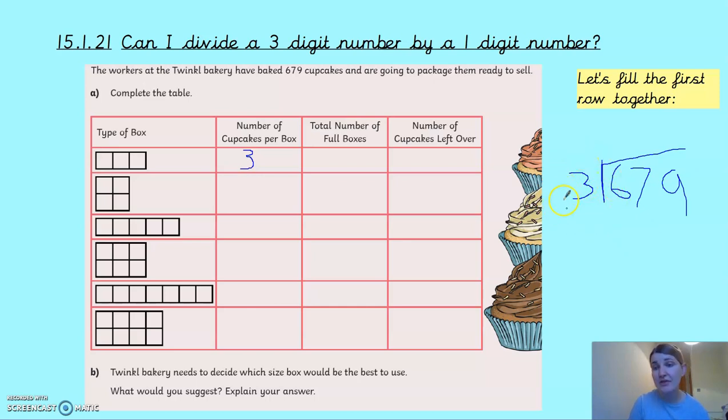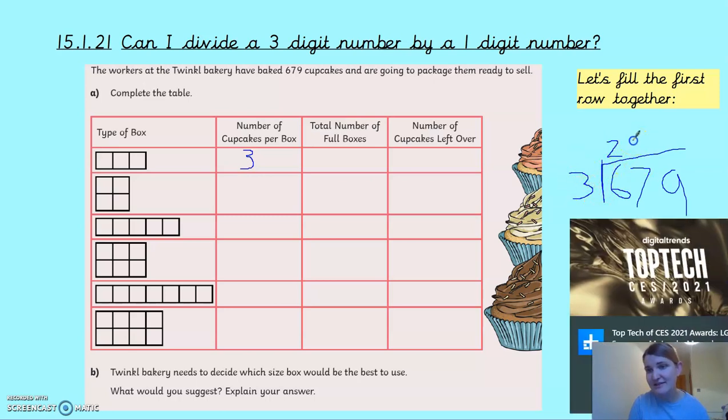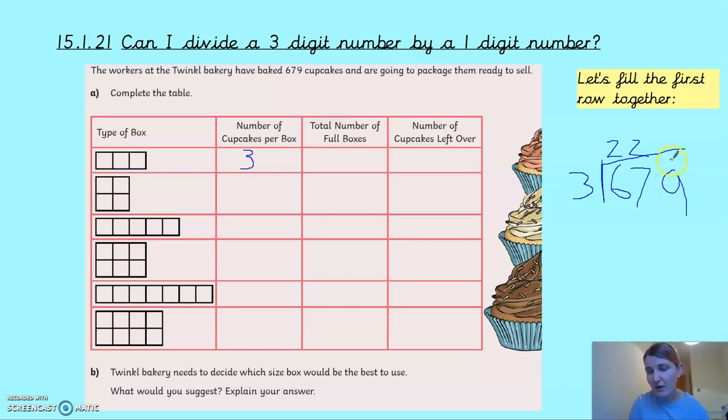How many groups of 3, or boxes of 3, shall I call it boxes? How many boxes of 3 can I make out of 6? I can make 2. No left over. How many boxes of 3 can I make out of 7? Again 2. But I'll have 1 left over to carry. And then how many boxes of 3 can I make out of 19? Well, 3 lots of 6 is 18. So that'd be 6. And then I'd have 1 left over. So my number of full boxes would be 226. And my number of cupcakes left over would be 1.